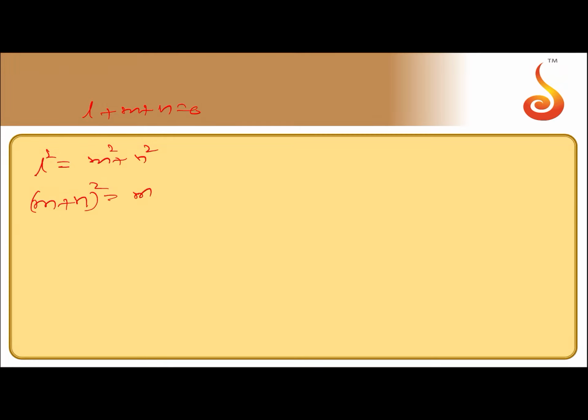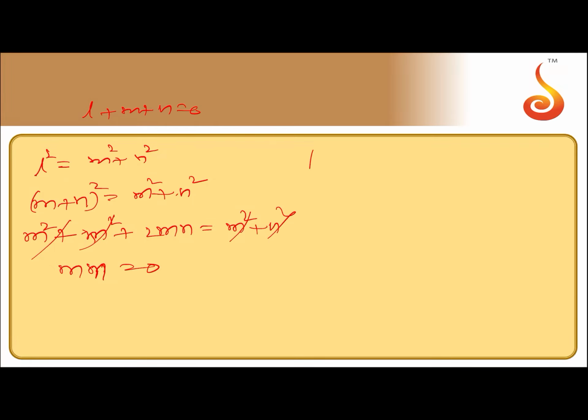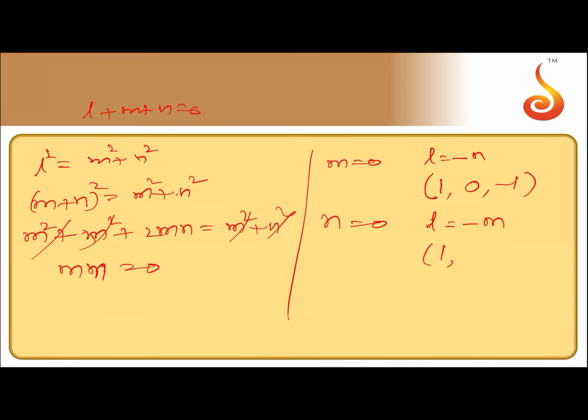The square of this is (m plus n) whole square equals m square plus n square. On expansion, m square plus n square plus 2mn equals m square plus n square. Of course, these cancel and therefore mn equals 0. So either m equals 0 or n equals 0. Suppose m equals 0, then l equals minus n. You will get the DRs of one line as 1, 0, minus 1. And when n equals 0, l equals minus m.